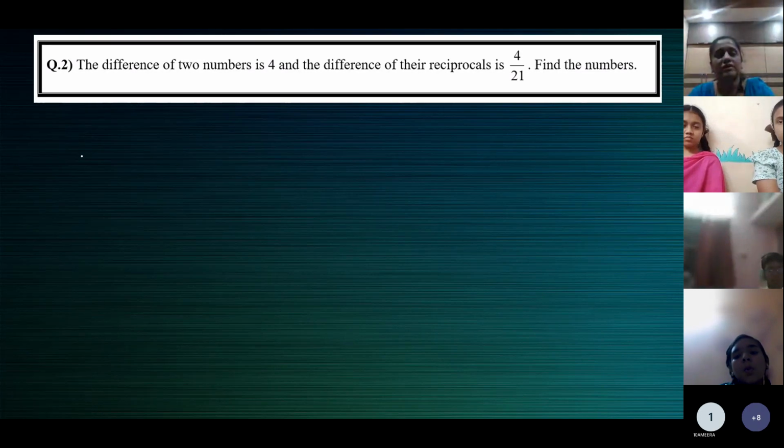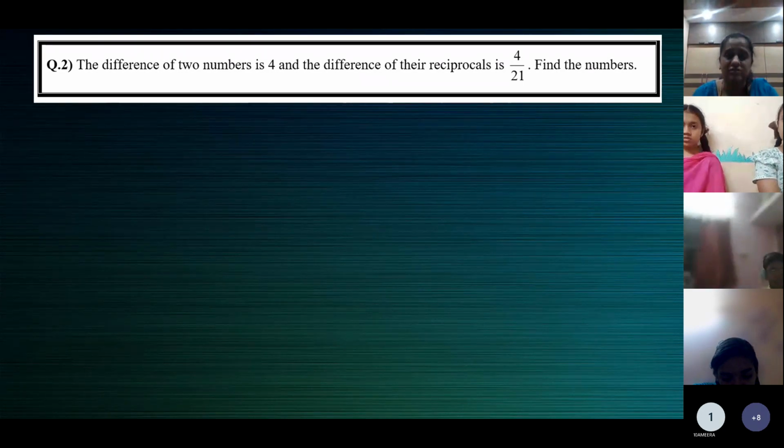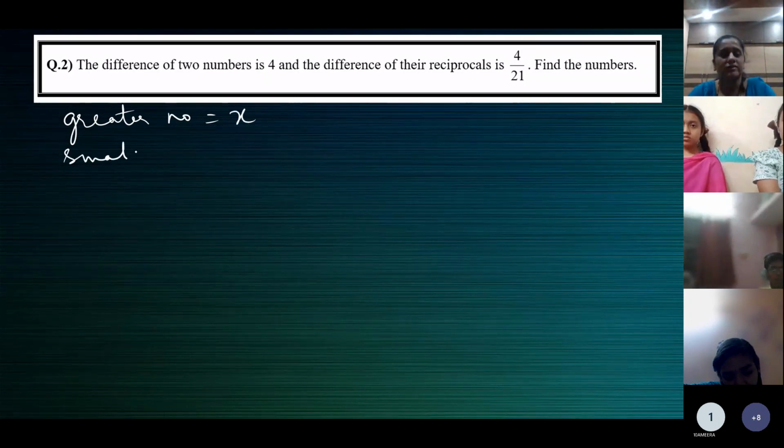Okay, so again, let the two numbers be x and y. The difference of two numbers is 4. Whenever we deal with difference, we'll make it very clear. When it is sum, you don't have to use these words. When it is difference, please be specific in your assumption. You say let the greater number be x or y, whatever. So say the greater number is x and the smaller number is y.